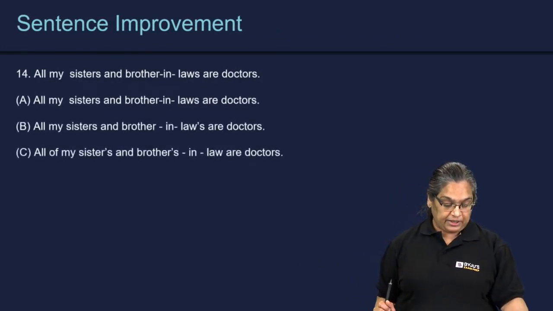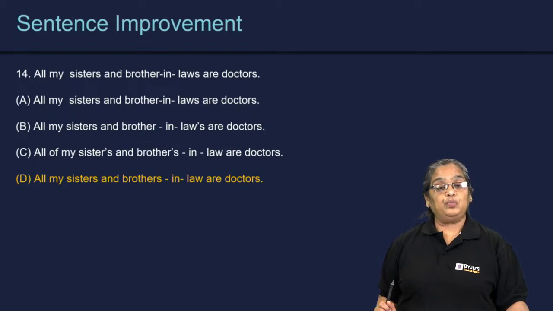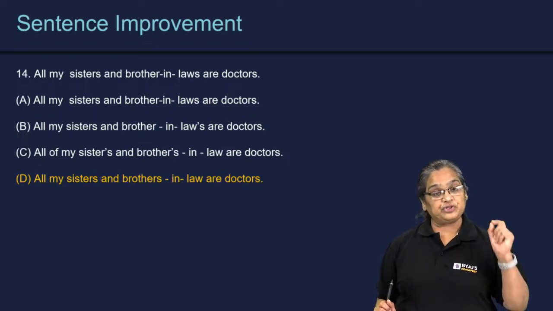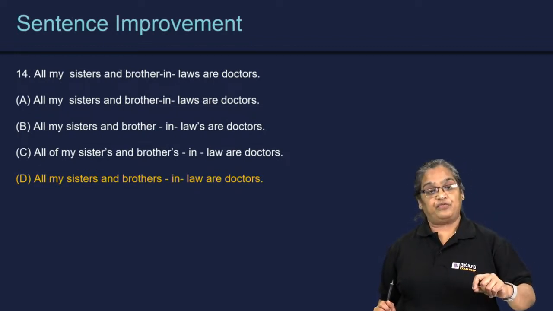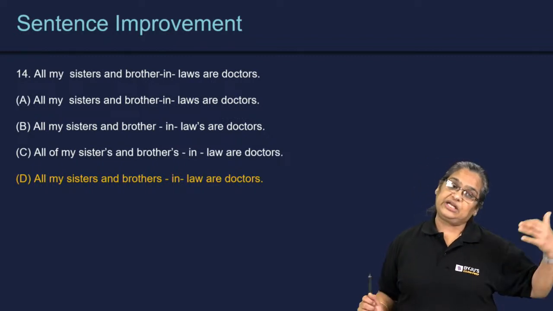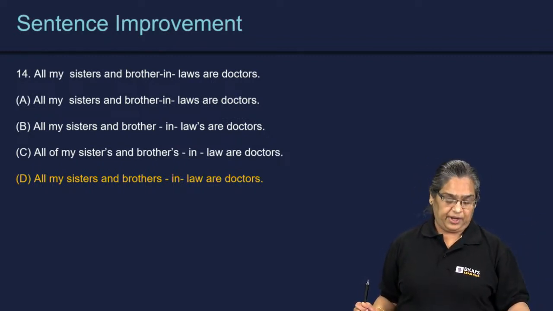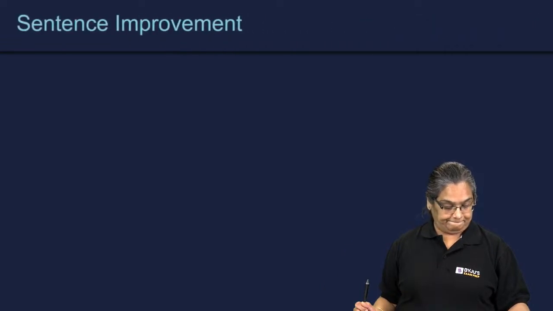Understood? Don't put an apostrophe when you mean plural. An apostrophe is only used in the case of nouns to show possession, or to show that this belongs to them. Okay? All right.